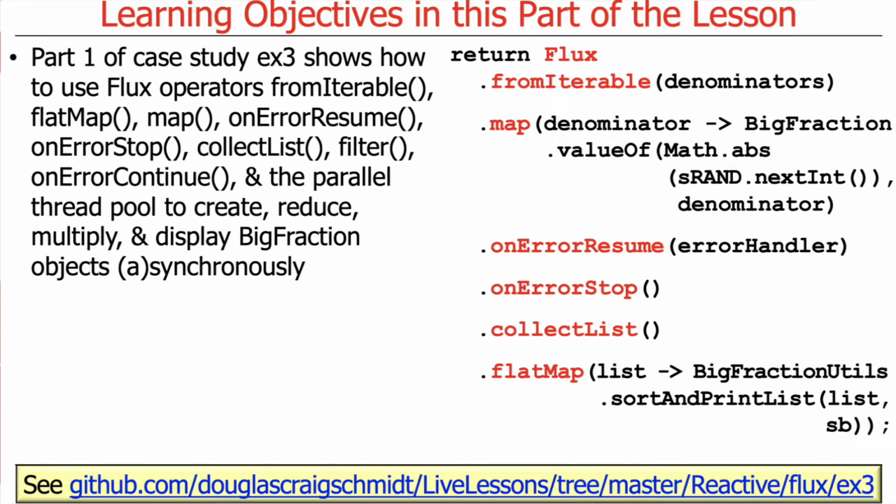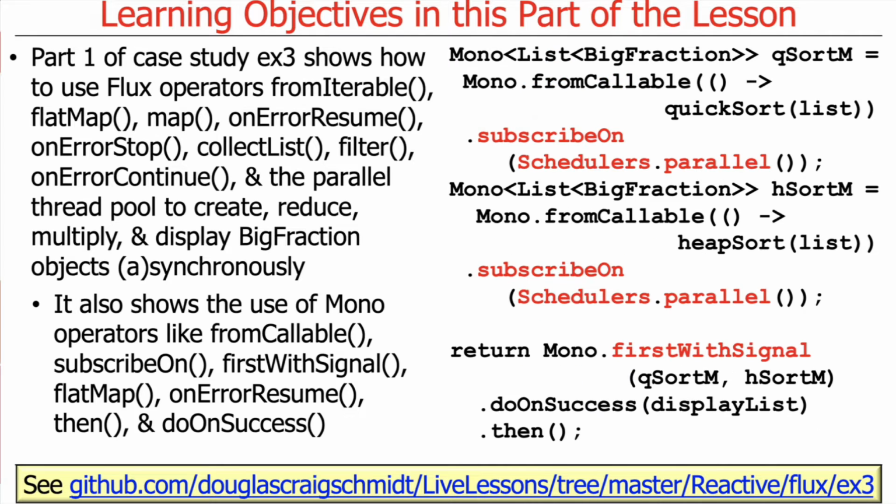And the first part is going to show a whole boatload of Flux operators that we're going to use to create, reduce, multiply, and display big fraction objects asynchronously. So now we're doing asynchronous stuff. And we'll also demonstrate some of those wacky things like on-error resume and on-error stop and so on.